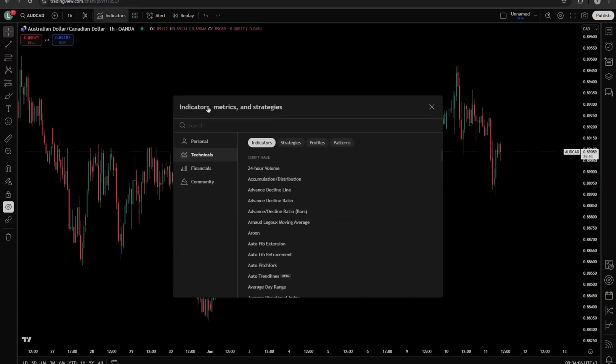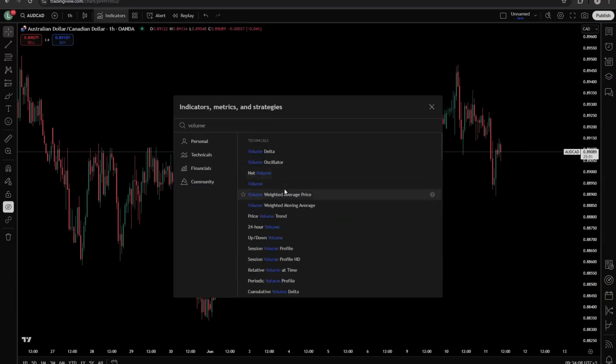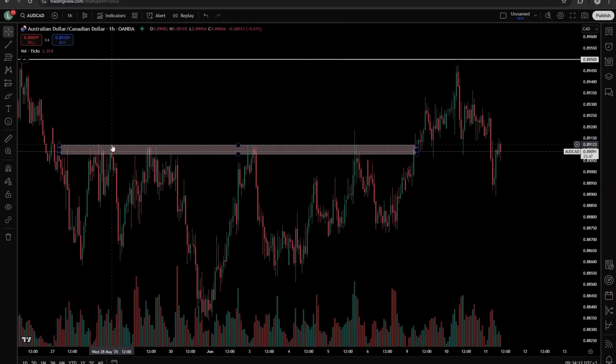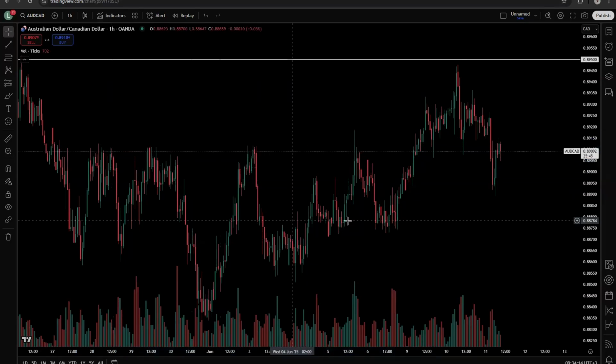Well, if you use volume, first of all, don't ever believe someone who says that you can see the volume in Forex. You can't. But there are places you can look and say, okay, there was a big volume being placed into this position, into this area. So there is something happening here.